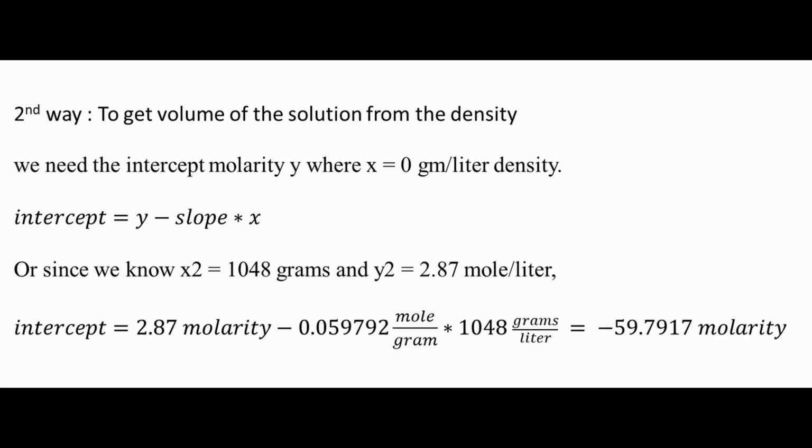Next, we need the intercept molarity Y, where x equals 0 grams per liter density. Intercept equals Y minus slope times x. Or since we know x2 equals 1048 grams and y2 equals 2.87 moles per liter, the intercept equals 2.87 molarity minus 0.059792 moles per gram times 1048 grams per liter equals negative 59.7917 molarity.